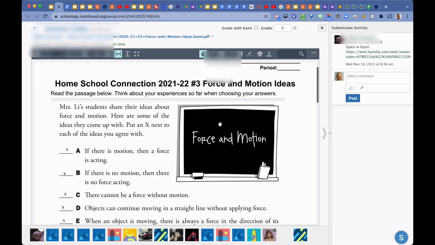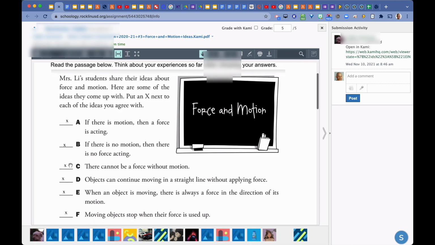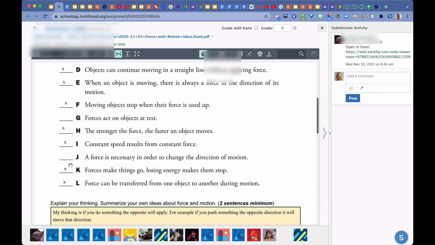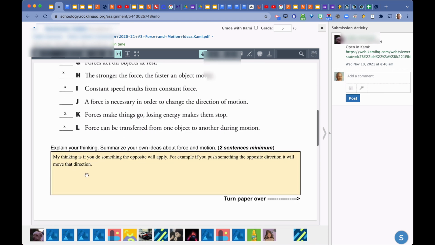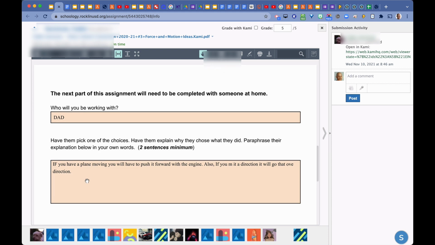All right, so students had to share their ideas about force and motion. They had to choose what ideas they agree with about their thinking of force and motion, and then explain their thinking. Then they had to ask a person at home what they thought and practice the skill of paraphrasing, to explain in their own words what that other person's thinking was on those ideas. So that was due on Wednesday and scored.